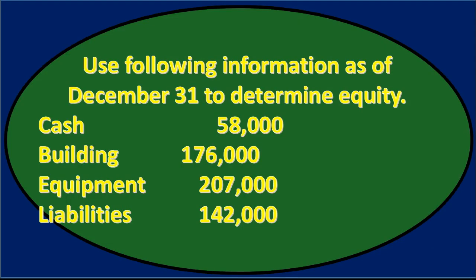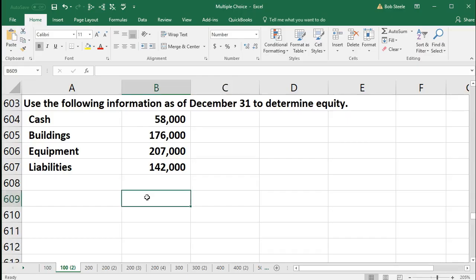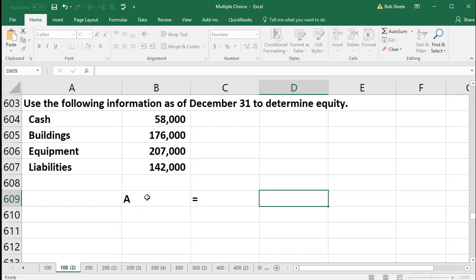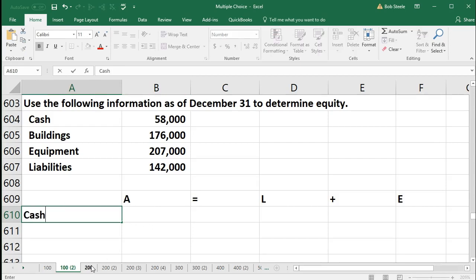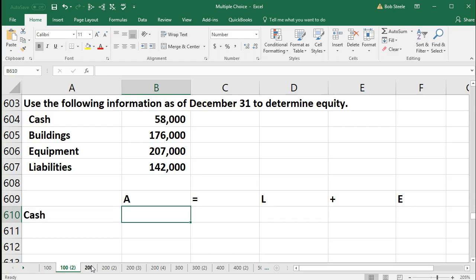Next question. Use the following information as of December 31st to determine equity. We have cash, we have building, we have equipment, we have liabilities of $58,000, $176,000, $207,000, and $142,000 respectively. First, we will write down the accounting equation of assets equaling liabilities plus equity. Then we're just going to list the accounts that are going to be assets, liabilities, and equities. So we could say cash is going to be an asset of $58,000.